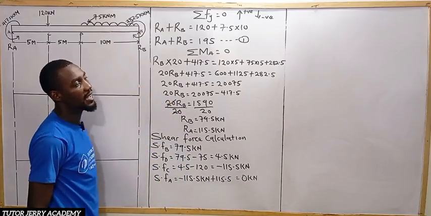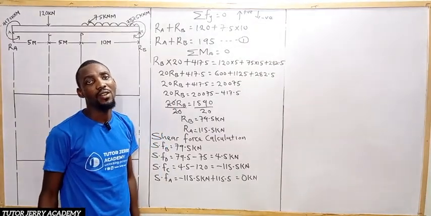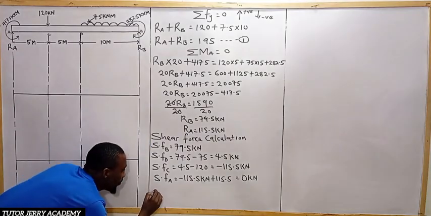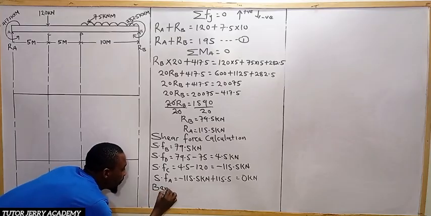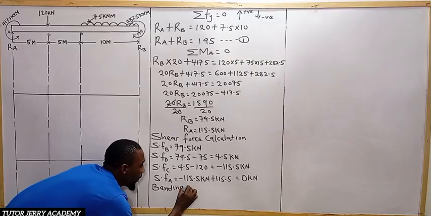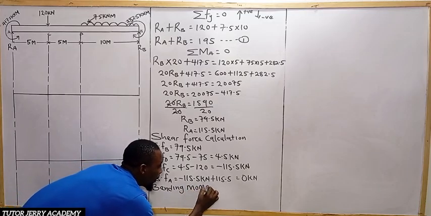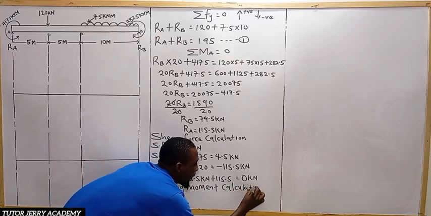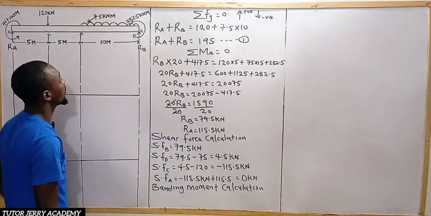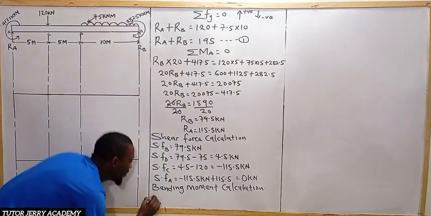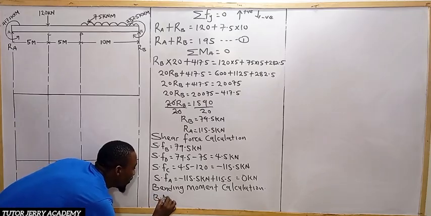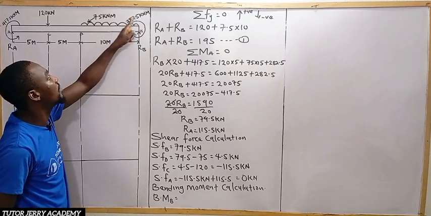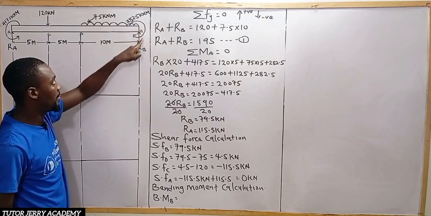All right, so the next thing we are going to be doing is our bending moment calculation. All right, so the first one is the bending moment at point B. So bending moment at point B. Don't forget at point B, we have this moment that is here, right? So we have this moment that is here.